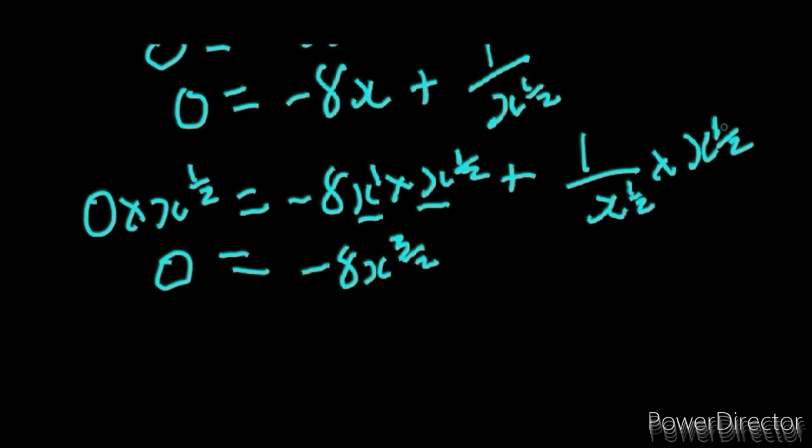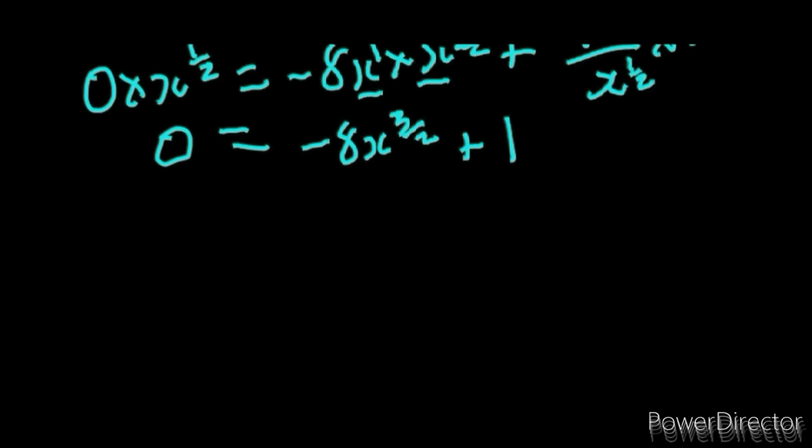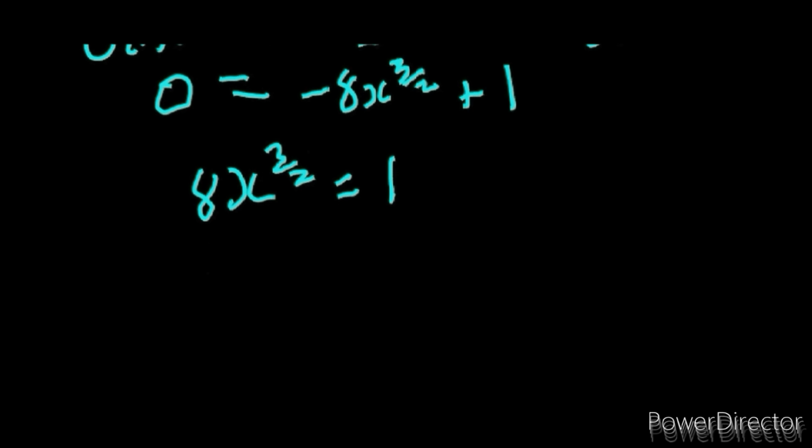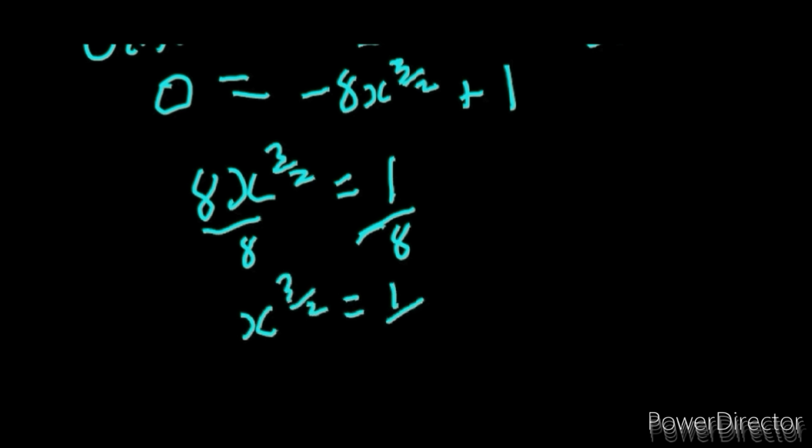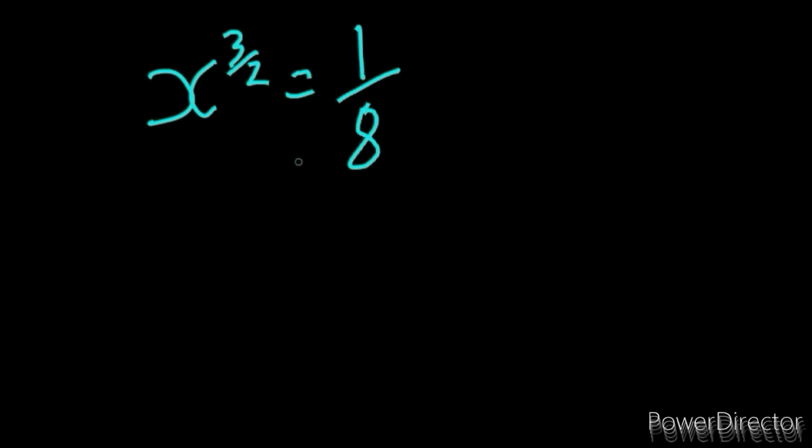Now notice that this will actually cancel with the 1 at the denominator. So with this part, we're literally left with 1. It means that we're going to have plus 1. So let's take this to the other side of the equation so that it can be positive. Now we're going to have 8x to the power of 3 over 2 is equal to 1. Now we can divide both sides by 8. When you divide both sides by 8, we have x to the power of 3 over 2 is equal to 1 over 8. So far this is what we have.